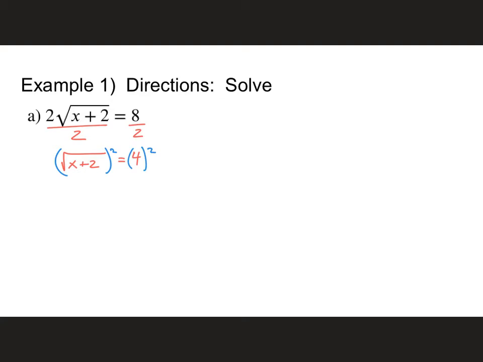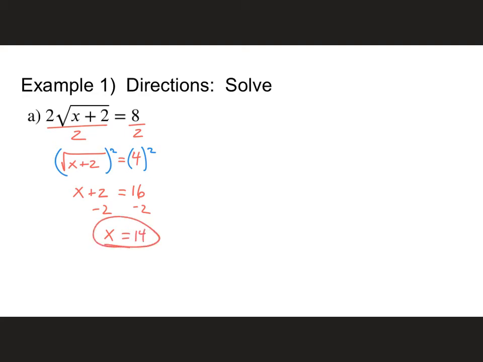Pretty straightforward. The square root of x plus 2 squared, the squared and the square root will cancel each other out. So we're left with x plus 2 equals 16, since 4 squared is 16. One more step. Go ahead and subtract 2 from both sides. We end up with the answer of x equals 14.